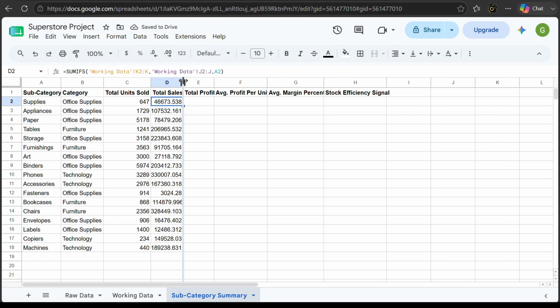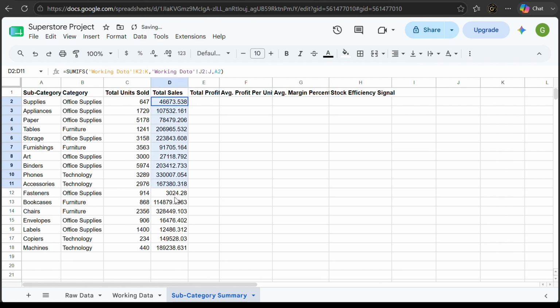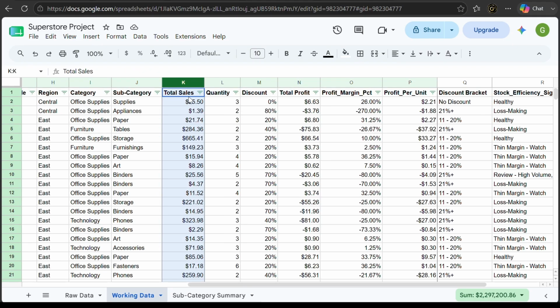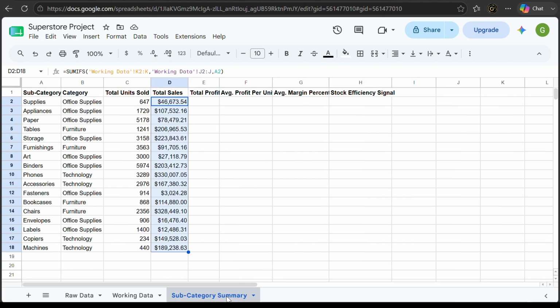Oh, it has been updated already. So what I'm going to do now is convert all this and make it a currency. Our total sales here, if you can see it down here, is 2,297,200.86. I would come to this particular column and also verify. You see, it's the same value that is also here. So that has been calculated correctly too.